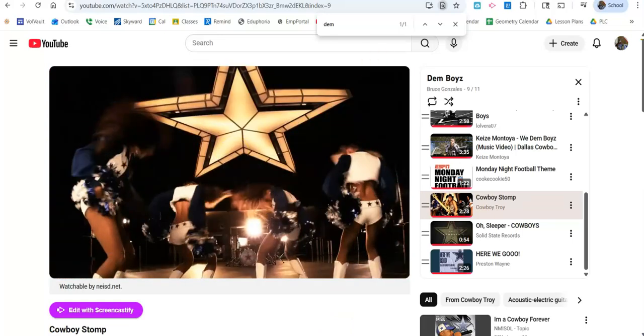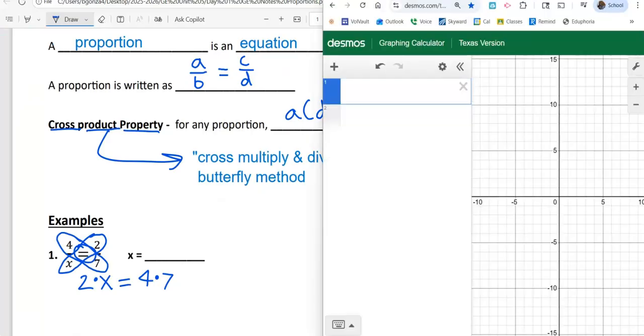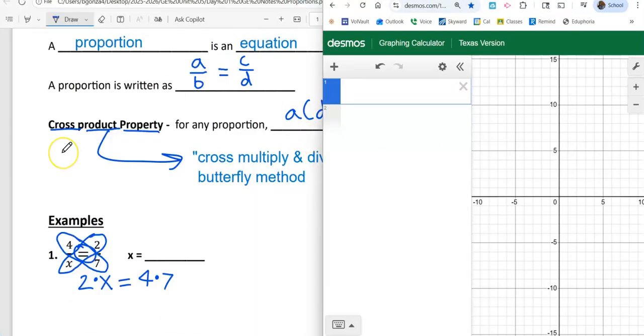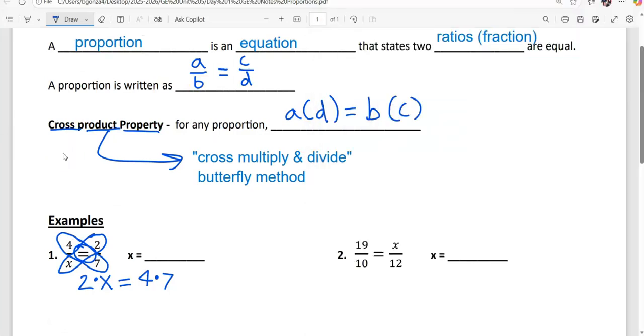How about them Cowboys? All right, I got my calculator pulled up. So, 2 times x. Do y'all know what 2 times x is?